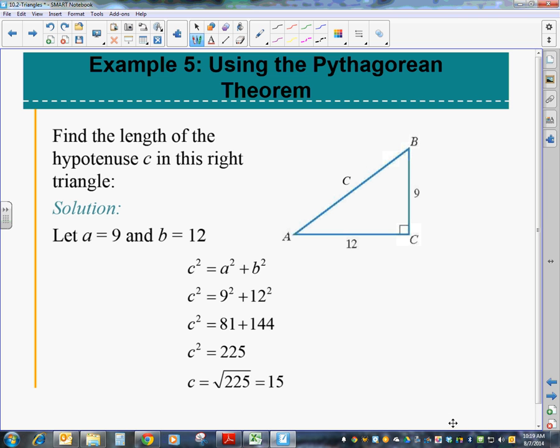That sums up our triangles. Write down any questions that you have and come to class ready to work.